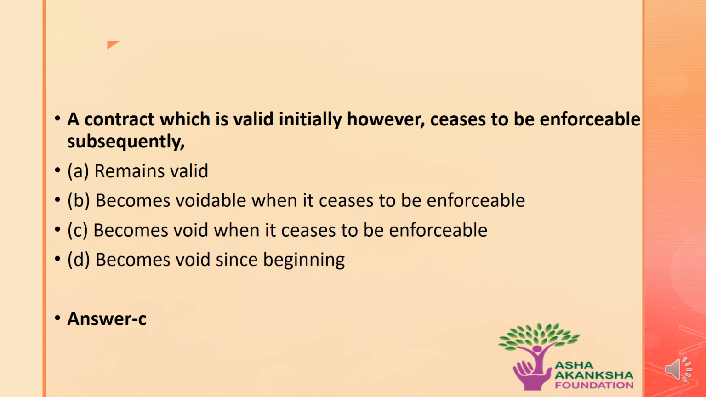The next question is: a contract which is valid initially, however, ceases to be enforceable subsequently. Then, what happens to the contract? Options are A. The contract remains valid. B. The contract becomes voidable when it ceases to be enforceable. C. The contract becomes void when it ceases to be enforceable. Or D. The contract becomes void since beginning. The correct answer to this question is option C. That means a contract which is valid initially, however, ceases to be enforceable subsequently, becomes void when it ceases to be enforceable.